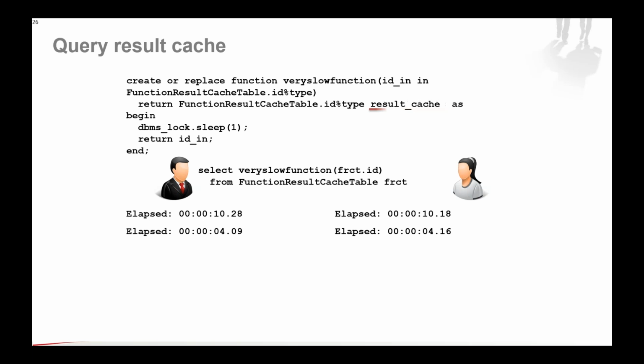Now I create the function as result cache. So the function result cache takes me about 3 seconds, and for the other person, it takes no time. So the function result cache is cross-session. So this is pretty cool.